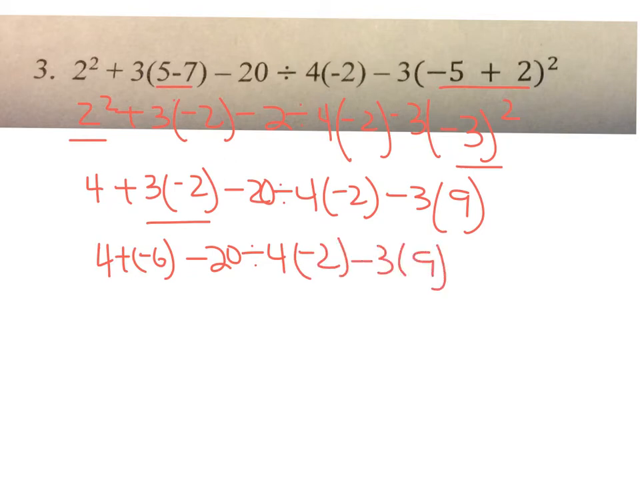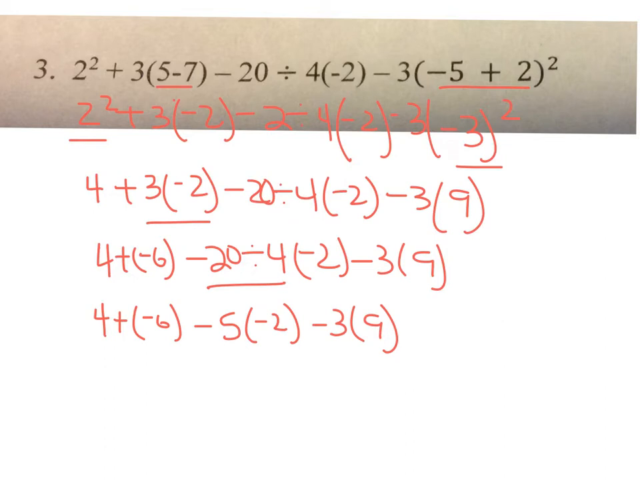Now I'm going to jump over. Do not do the multiplication. I've got to do the division. So I have 4 plus negative 6 minus 20 divided by 4 is 5, times negative 2 minus 3 times 9.